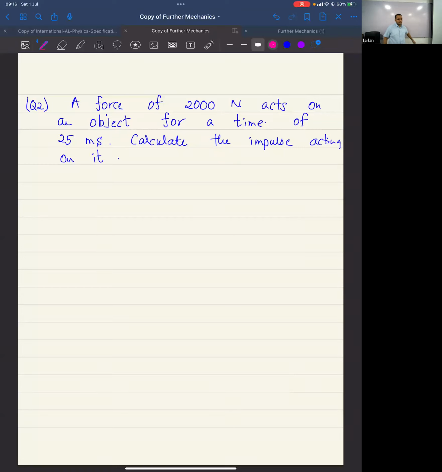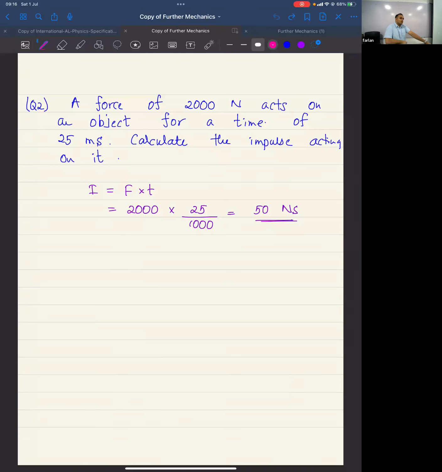How much is that? You have to convert the milliseconds to seconds. 1000 milliseconds is 1 second, so to convert milliseconds to seconds, we have to divide by 1000. So it will be 2000 into 25 over 1000, which is 50 Newton seconds. Correct?